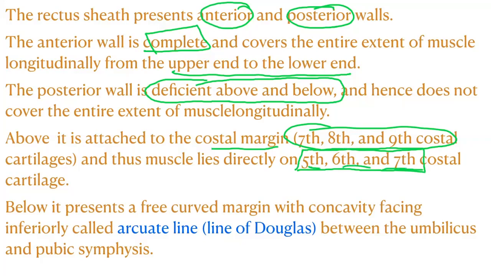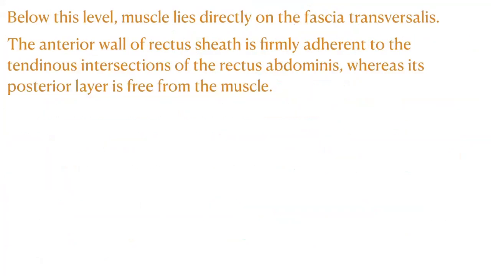Below, it presents a free curved margin with concavity facing inferiorly called the arcuate line or line of Douglas, right? Where the rectus sheath ends in the inferior part between the umbilicus and pubic symphysis. It is called the arcuate line or line of Douglas, right? Below this level, muscle lies directly on the fascia transversalis. That means because there is no transversus abdominis aponeurosis below the arcuate line, the muscle lies directly on the transversalis fascia.